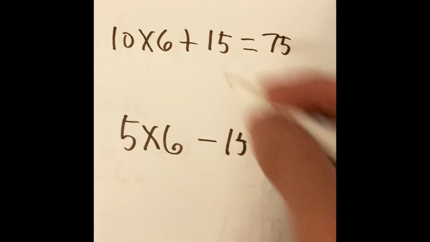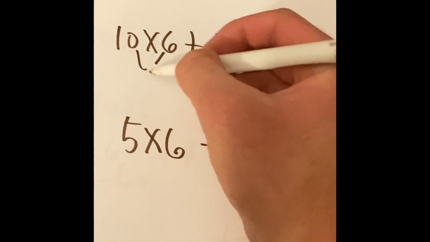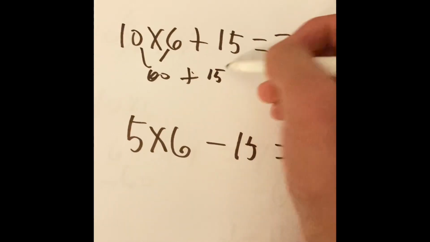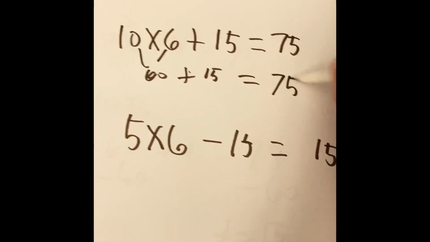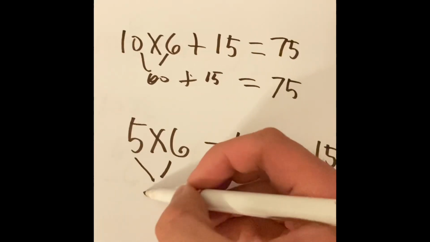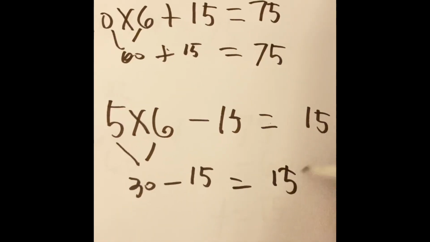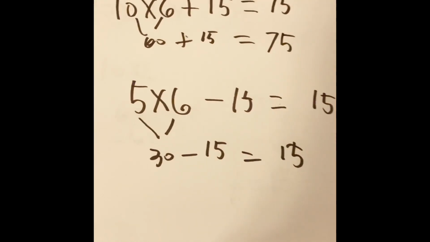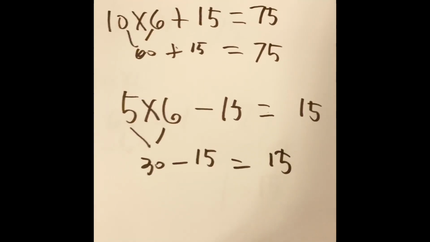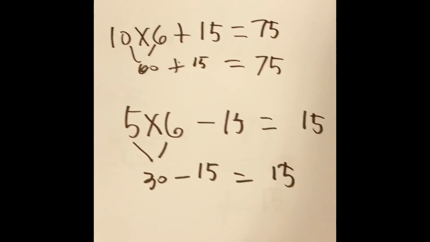So what we're going to do is 10 times 6 is 60, plus 15 should equal 75. And 5 times 6 is 30, minus 15 equals 15. So that is going to be our check. Let's see one more example before the video ends.